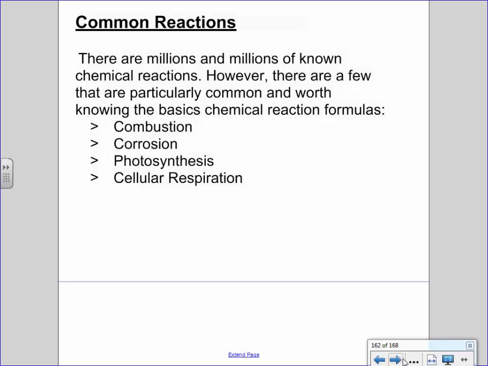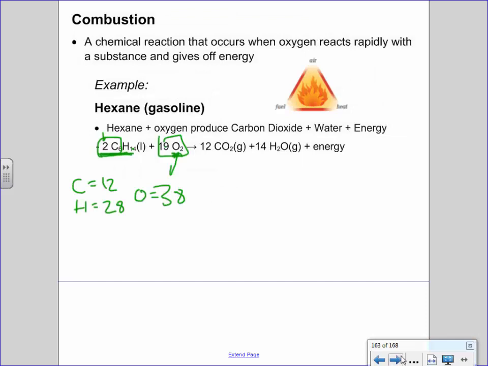Now, just so we're clear, these are not the only 4 kinds of chemical reactions that exist in the entire world. But these are just 4 common ones that they want you to know about. So here's the 4. Combustion, corrosion, photosynthesis, and cellular respiration. I'd like to walk you through the basics of these 4. And then actually that's it. Then I've covered the entire chemistry curriculum. I have a slide on each, so you probably don't need this slide to write them down from. I'll go to the first one here.